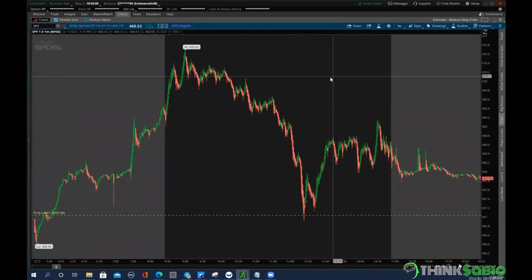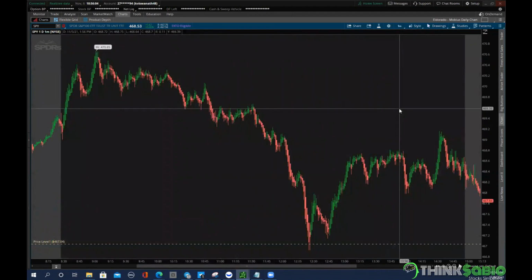So let's switch back. See, there's so much disturbance here, right? That's the reason why many day traders lose money, because there is a lot of noise.